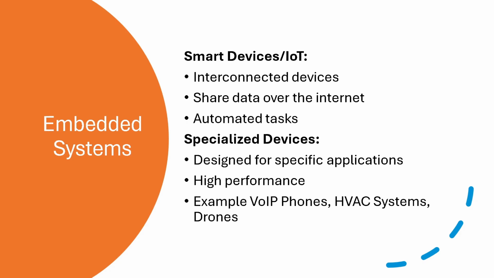They use sensors to collect data from the environment or user input and perform tasks based on data analysis and user preferences. Specialized devices. Specialized devices are embedded systems designed for specific applications, offering tailored functionality and high performance. Some examples of specialized devices are VoIP, or voice over IP, communication over the internet, and HVAC, which manage heating, ventilation, and air conditioning in buildings.